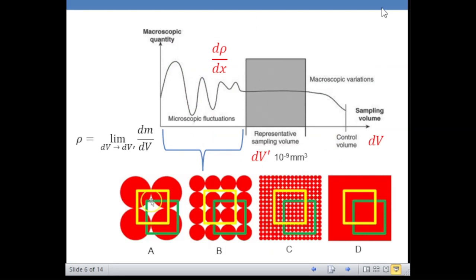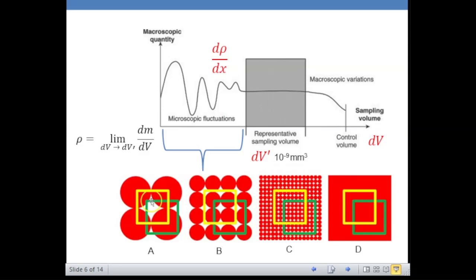So in this slide, we have the limiting volume, or the dV prime, which is approximately 10 to the negative 9 cubic millimeter. Okay, that's the volume. The behavior of the fluid at a standard condition at this particular level of volume is somewhat less chaotic. So we could have a reading of density that's almost constant, not perfectly, because it also varies if we look at it.